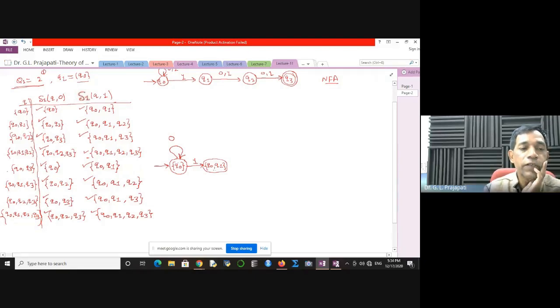Now once you are at state Q0 Q1 and you have the input 0, you are going to the state Q0 Q2. You can write it somewhere else: Q0 and Q2, and this is one state of your DFA. So if you are at Q0 Q1 and the input is 0, you go to the state Q0 Q2. And if you get the input 1, your machine goes to Q0 Q1 and Q3.